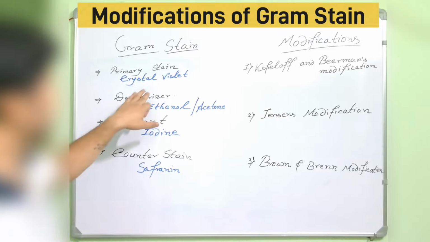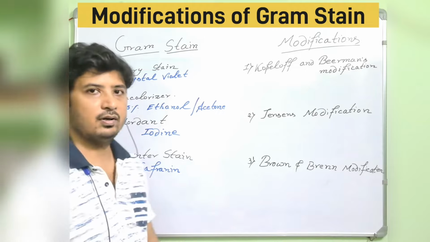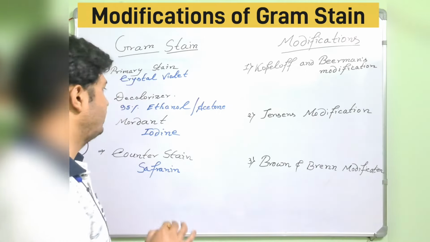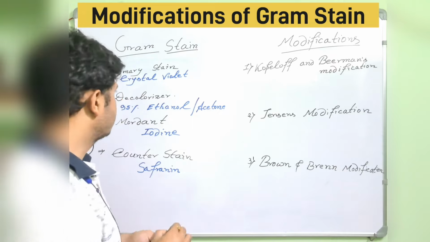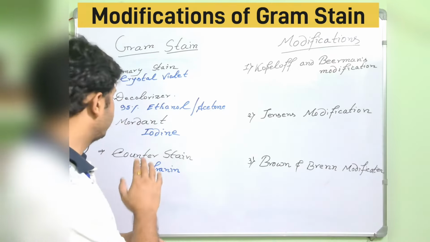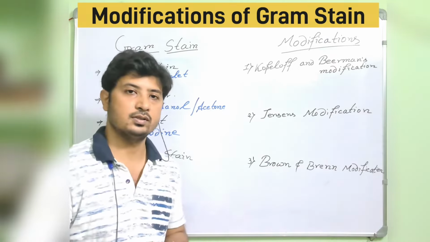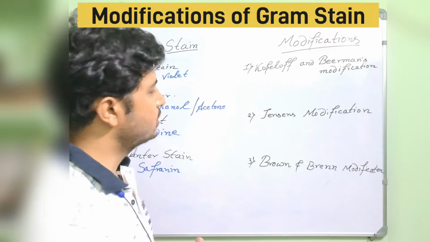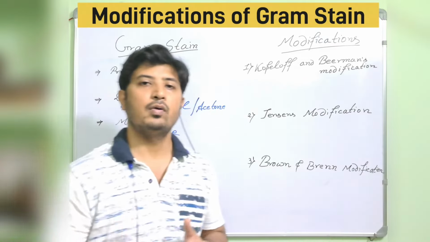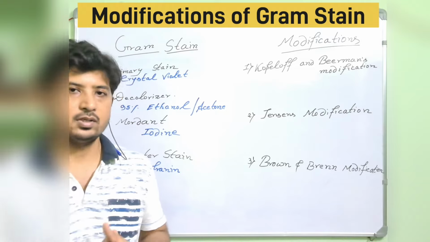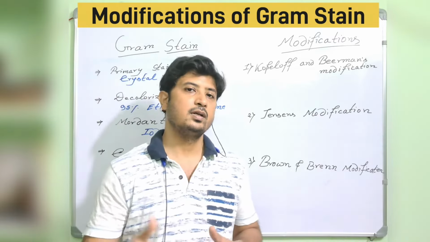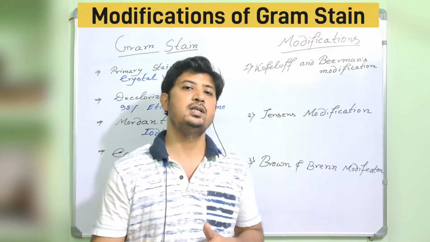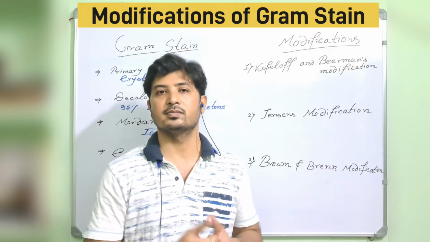So for some seconds you have to put the crystal violet, wash it off, then put iodine, which will make a complex, crystal violet iodine complex, then wash it off with decolorizer, and then add the counterstain. That is the normal process. Now here, due to some issues with some bacteria where you cannot apply the gram stain or the gram stain results are confusing, that time scientists thought that it needs some modification for some organisms.